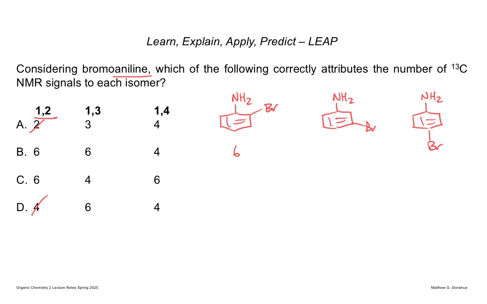Does the meta isomer have a symmetry element we can use? It does not, so that one should be 6 as well. So that would eliminate C. And then the para substituted, it does have one element of symmetry. That mirror plane is going to bisect both substituents and split the ring in half. So that would be 4, and we end up with B. So B is the correct response.